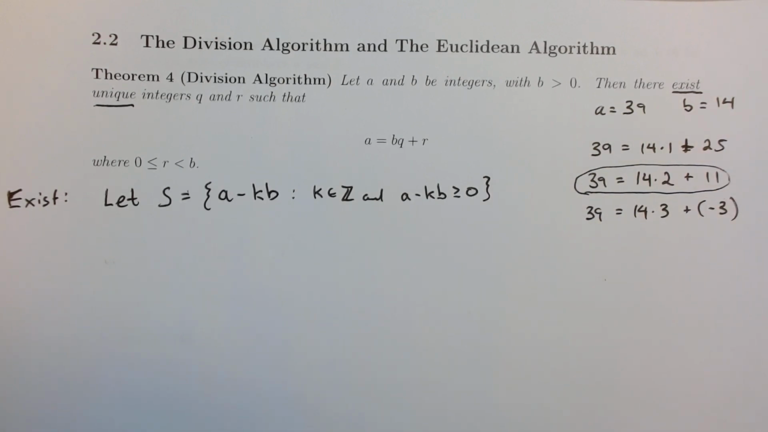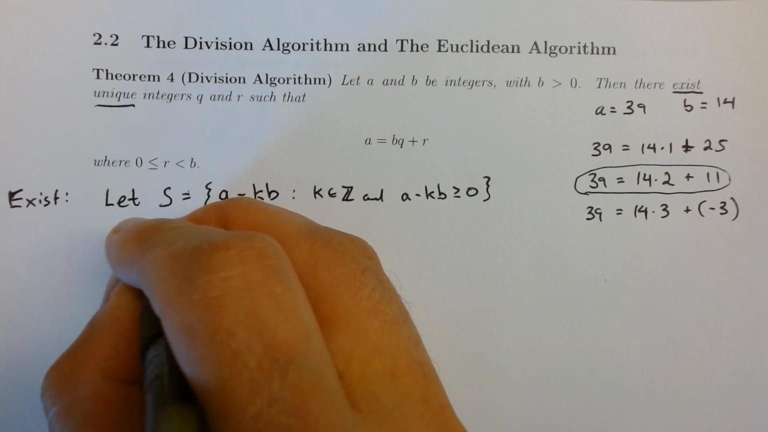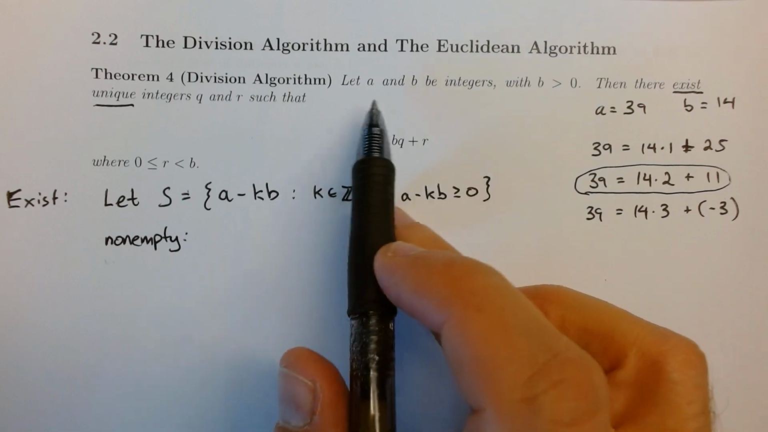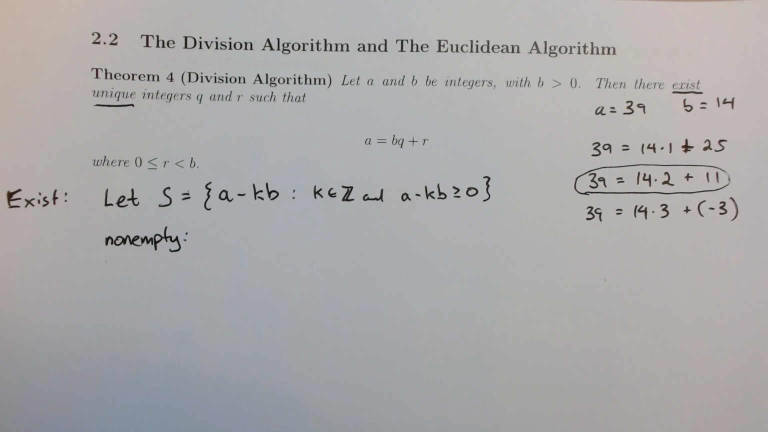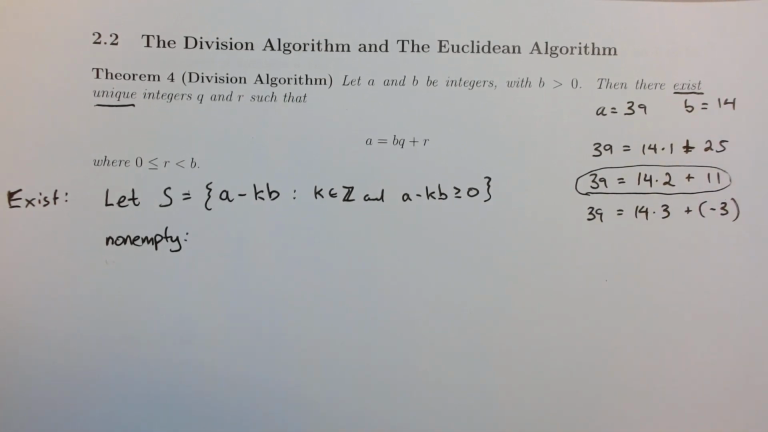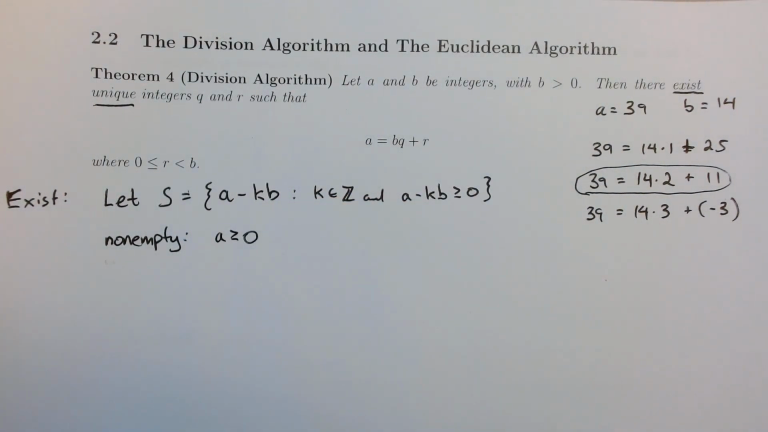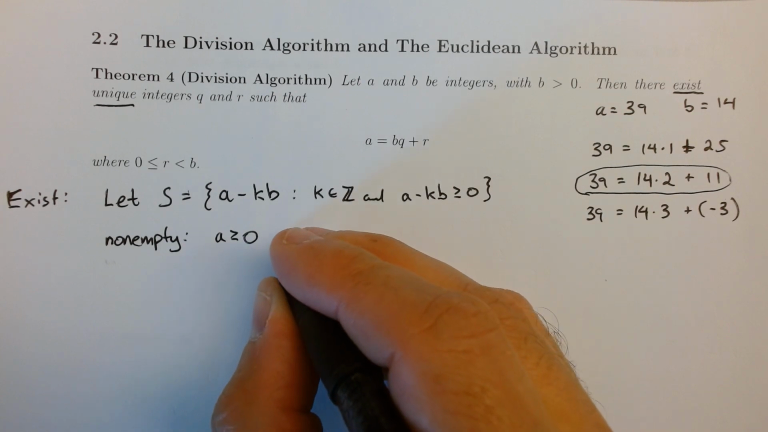But we do have to show that this is a non-empty set. Again, this might feel obvious, but the proof of it requires a little bit of work. So we first want to show that this is a non-empty set. And notice in the theorem, a and b are integers, and b is the only one that's a positive integer. So a could be 0, a could be a negative number. So we have to take those cases separately. So we'll first look at a being greater than or equal to 0. This one's the easy case, because we can show it's non-empty by just letting k be 0.